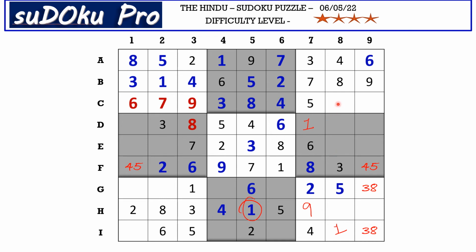In this block, the missing numbers are only 1 and 2. So there is a 1 blocking from here. So C9 takes 1 and C8 takes 2.